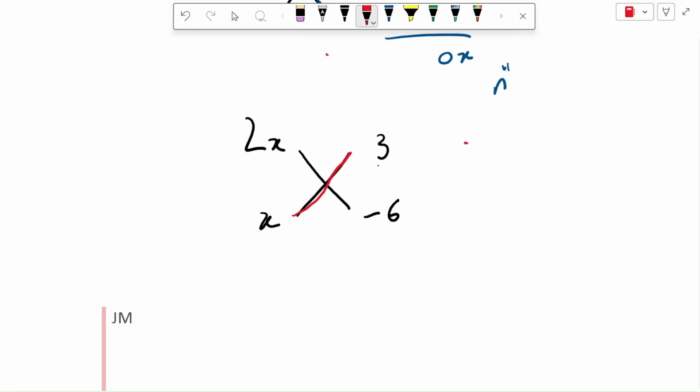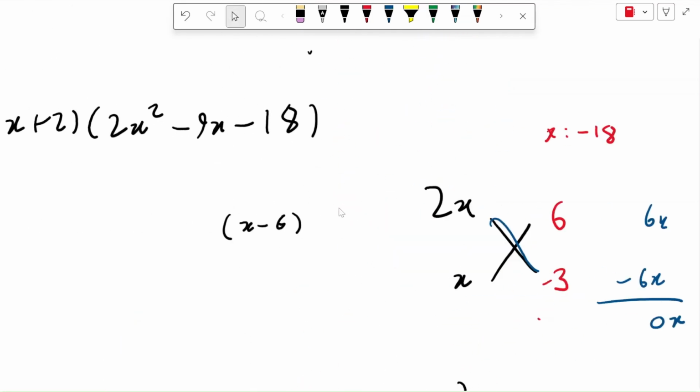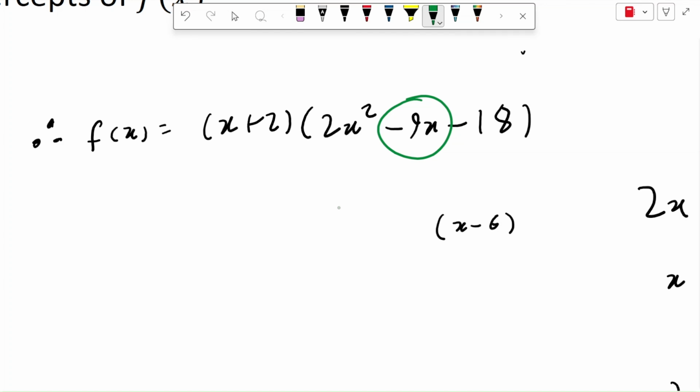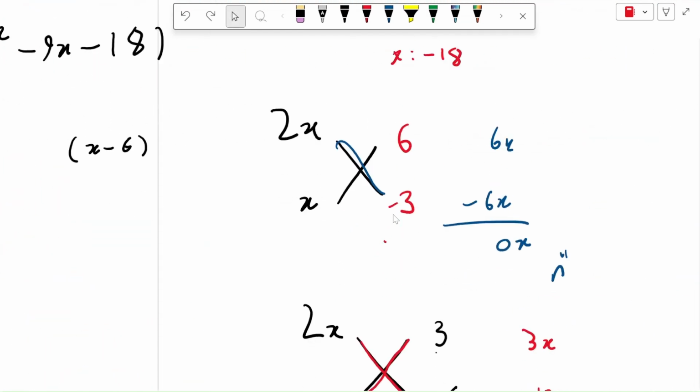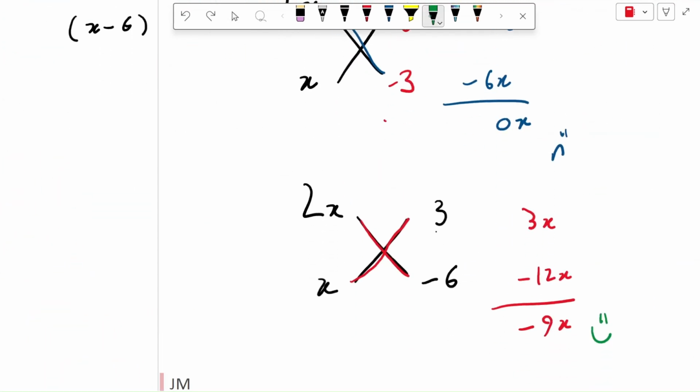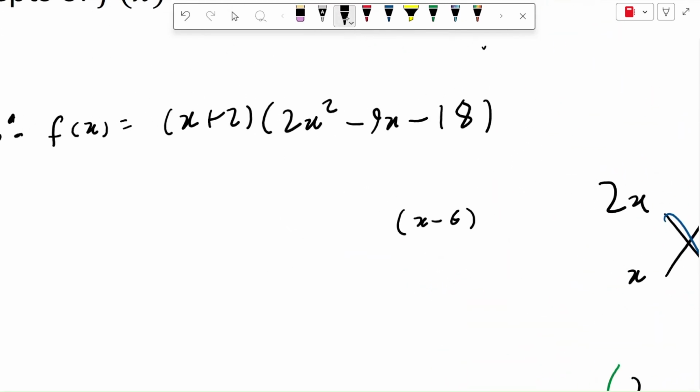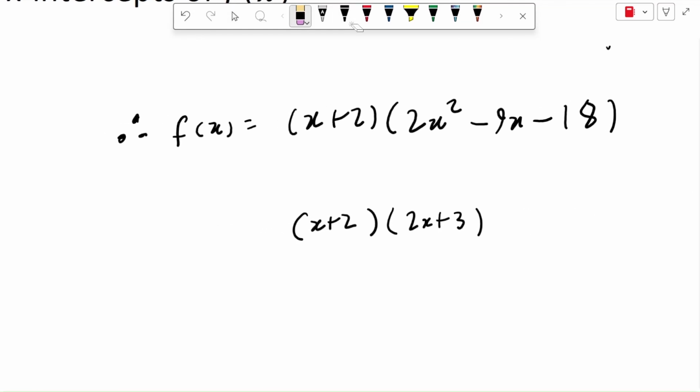So you're going to get 3x there, and when you times across here, you're going to get minus 12x. Add those up, you're going to get minus 9x, which is what we wanted, because that was the number in the middle here. So there we are. As with these sum and products, you can read off your brackets like this. So it's 2x plus 3, and it's x take 6, just like that. Cool. And we'll just move that bracket back a little bit so it looks nicer. So that is our function, fully factorized.